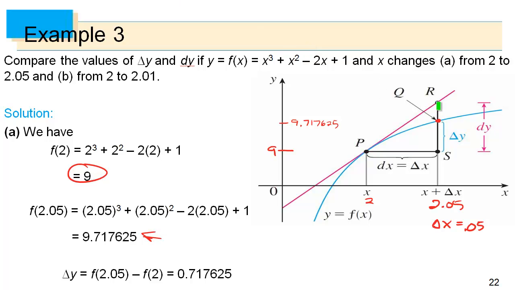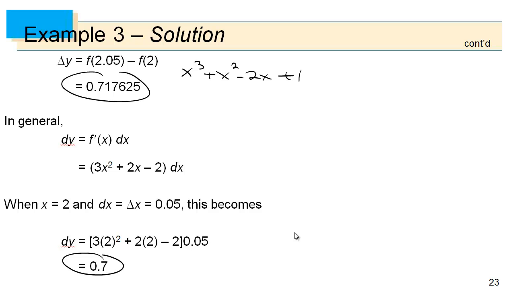I'll highlight it in green. That distance there is the difference between the two, between the 0.717625 and the 0.7 that we get from the differential. Okay?